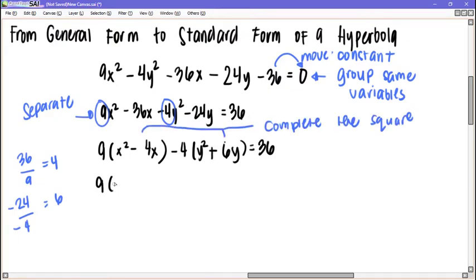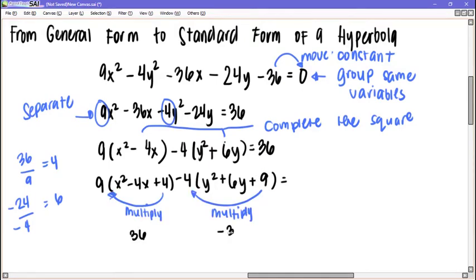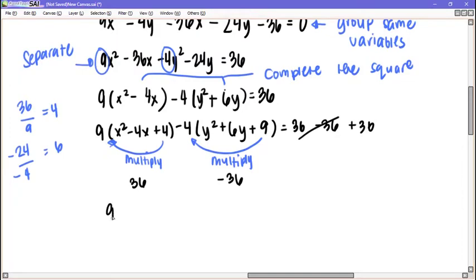Complete the squares of the values in the parentheses. Multiply the coefficients to the constant terms of the square, then add it on the other side to balance it. Simplify the equation to perfect square binomials.